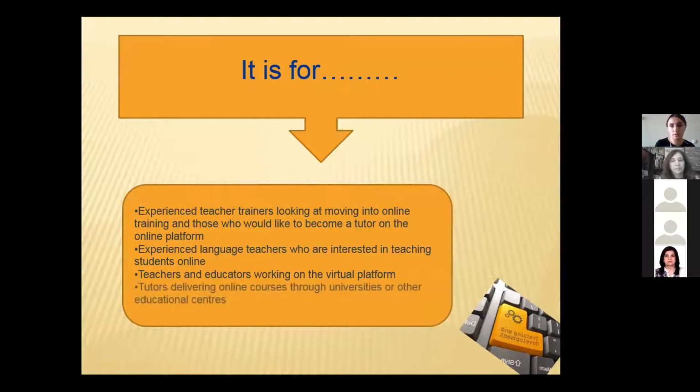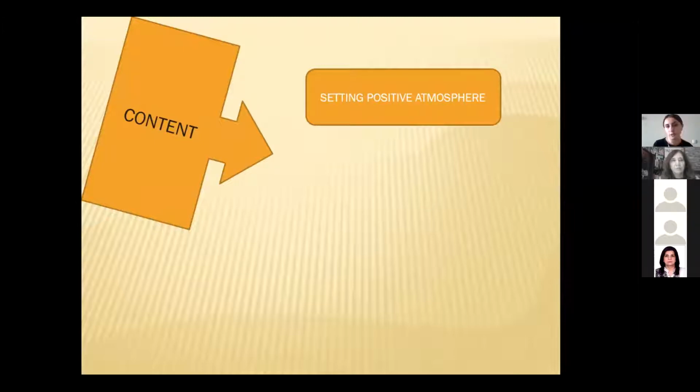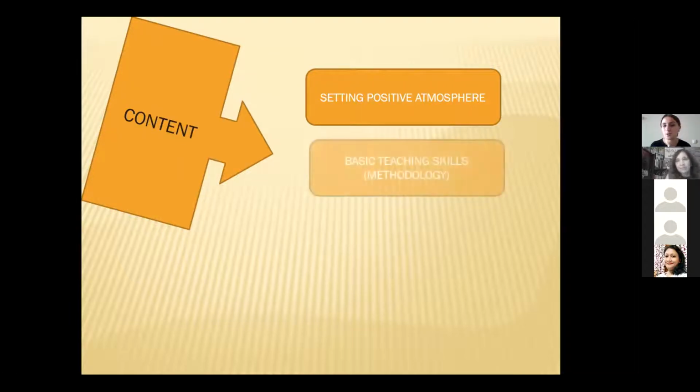Okay, now let's go to the next one about the content. What should you have if you want to plan real teacher trainings? First of all, it's setting a positive atmosphere, because if you see someone not smiling, not welcoming you, it gives you an opportunity to say, where am I, let's go, it's not mine. And the next one is basic teaching skills. It contains methodology, because every time you plan any training course, you have to know something about the methodology, how you can plan and realize how to conduct the training course.